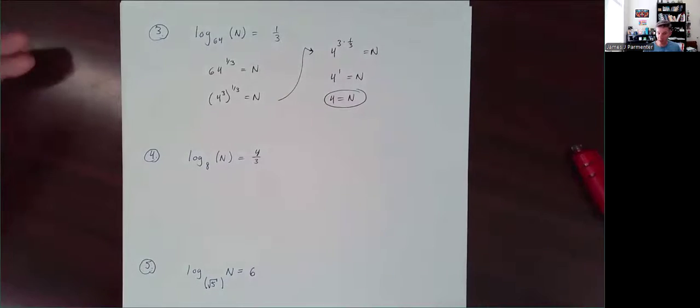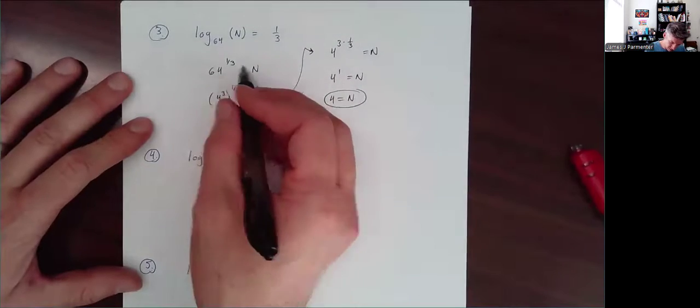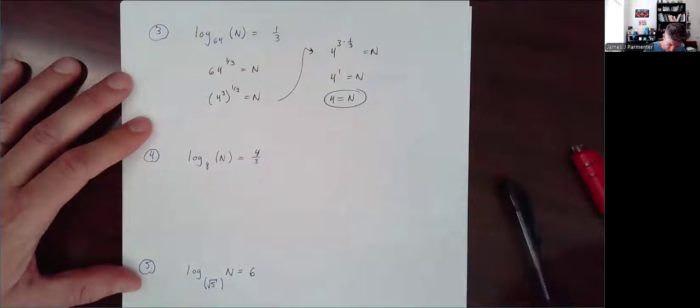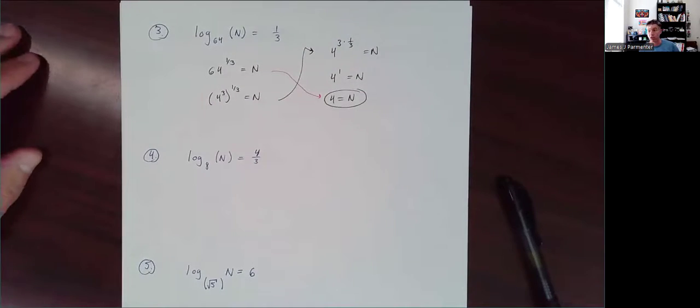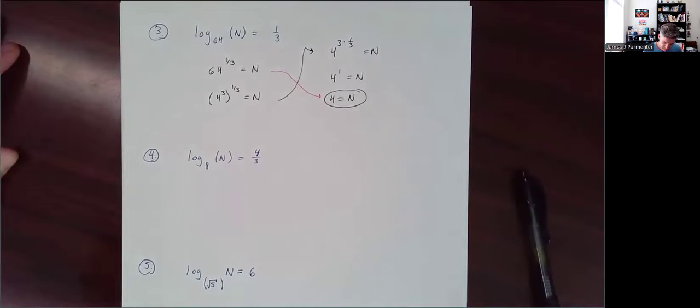You don't have to show all that work here. It's perfectly fine to just say, hey, 64 to the 1/3 equals n, so n equals 4. That would also be totally fine because I think it's reasonable to say that you could know what the cube root of 64 is without showing any other work.